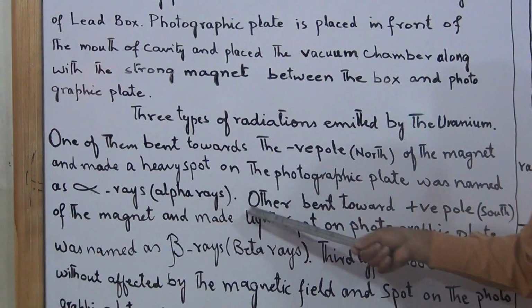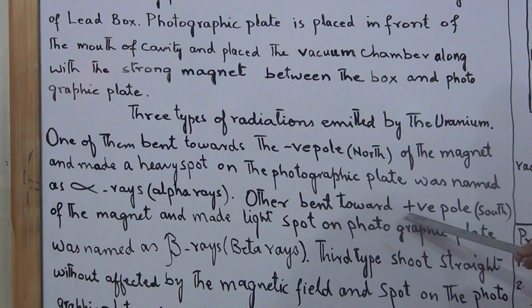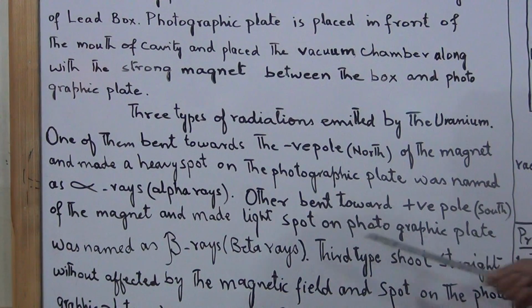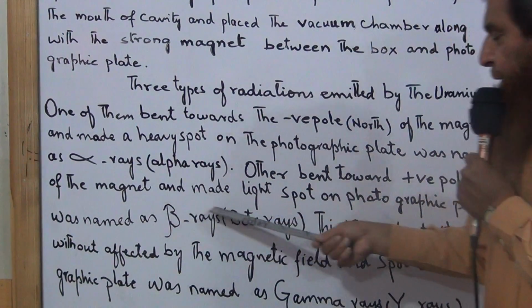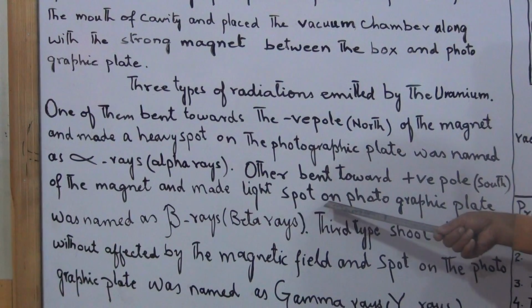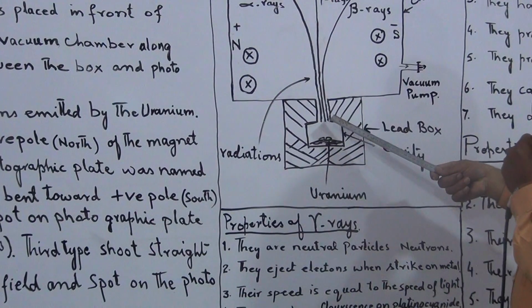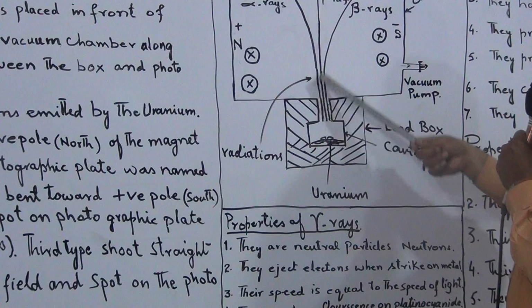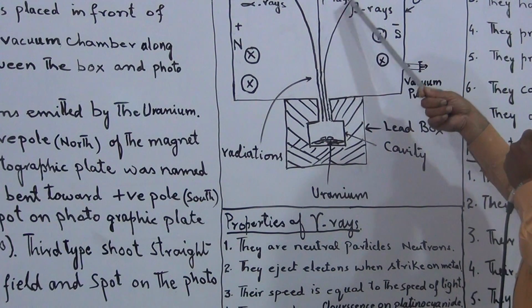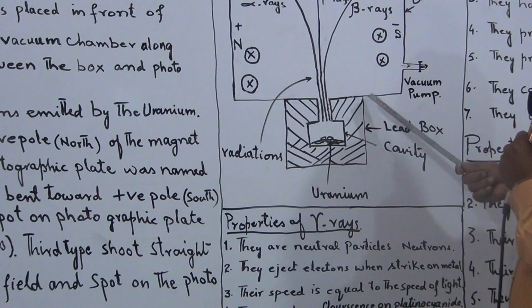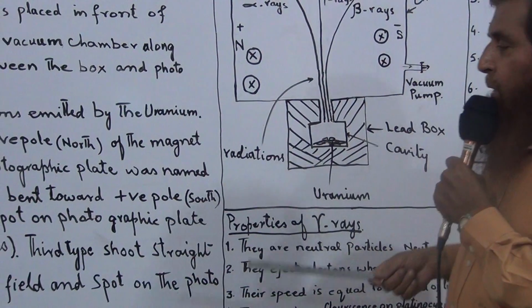next, the other ray bent towards the positive pole, the south pole of the magnet, and made a light spot on the photographic plate. These rays are called beta rays, and they are negatively charged particles, meaning electrons, so they bent towards the south pole.